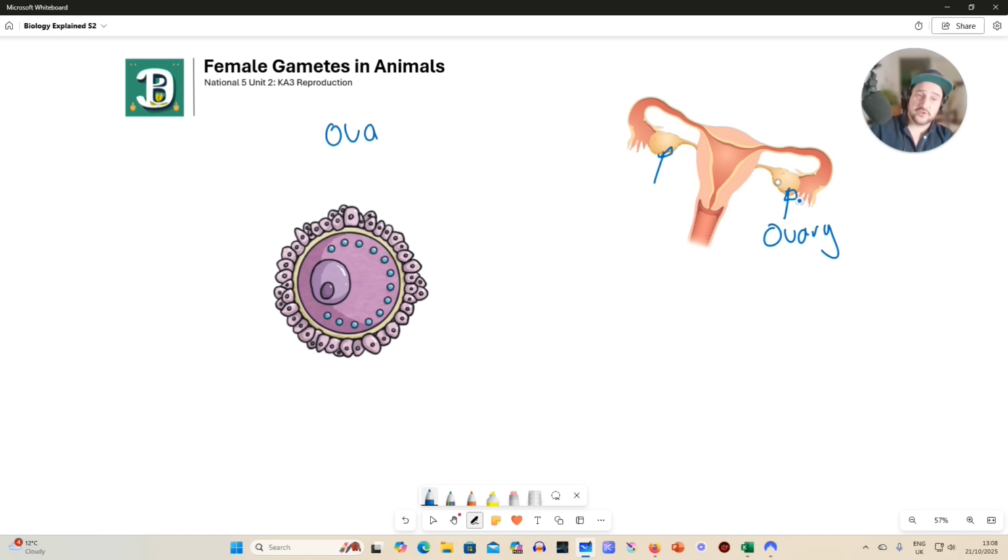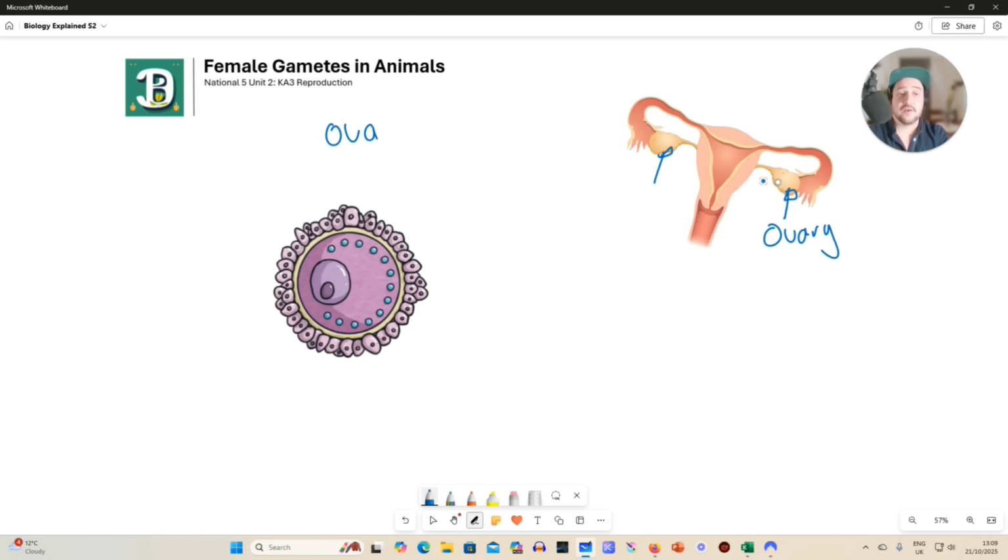The eggs are produced here. They're already there at birth, actually, but they haven't matured. Then when you hit puberty, the eggs mature on a monthly cycle and are released on a monthly basis in anticipation of being fertilized by a sperm.